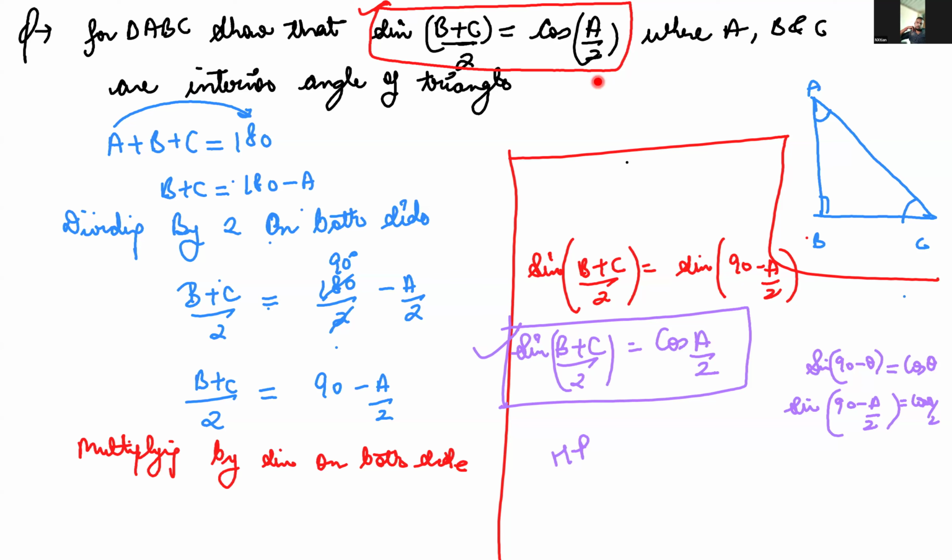Sir, after you divided both sides by 2, what did you do after that? I just multiplied by sine on both sides. Like here, you can see that after this, I divided 180 by 2, so then I multiplied by sine on both sides. So sine of (b plus c) upon 2 is equal to sine of (90 minus a by 2). And sine of (90 minus a by 2) is equal to cos a by 2. Right.